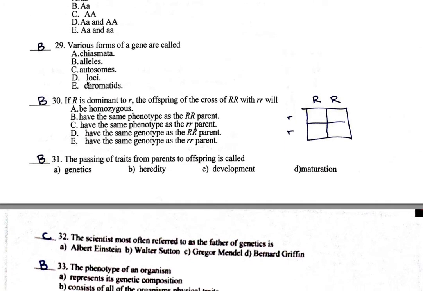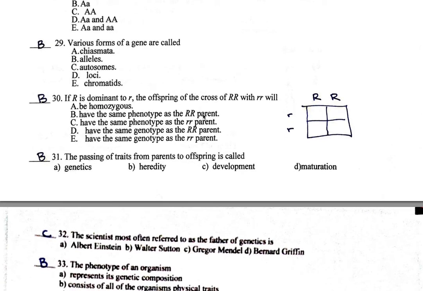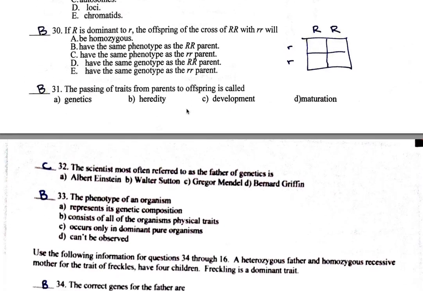Okay, this should be a nice and easy review. If big R is dominant to little r, the offspring of a big R, little r, I wrote it here. Genotype-wise, they'd be big R, little r. Okay, so if you look here, they have the same genotype, they don't have a big R genotype or little r genotype, so those are crossed out. Phenotype, remember, phenotype is the physical characteristic, so what you actually see. And so a big R, little r would have the same phenotype as big R, so that's your answer. The passing of traits is called heredity.